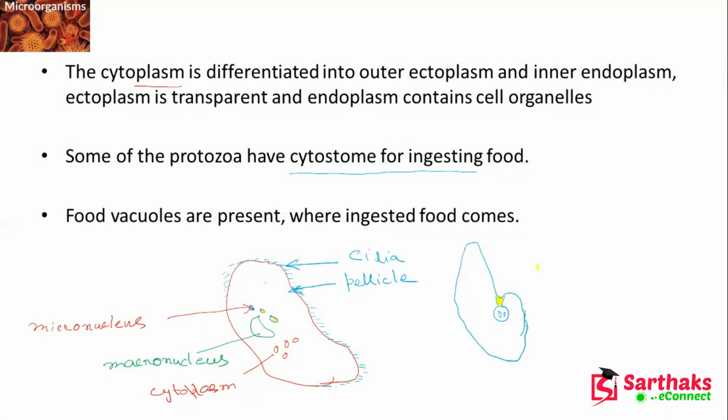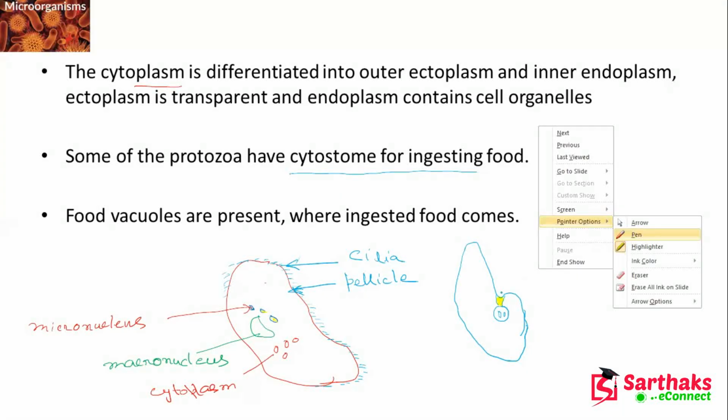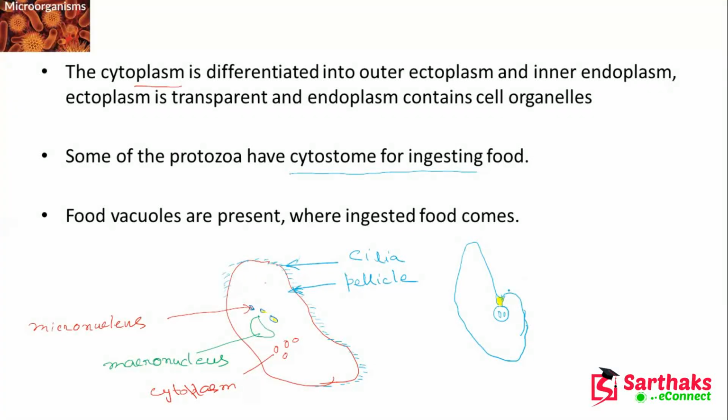This part. This part. This yellow part is called the cell mouth, or cytostome, to ingest the food, right?